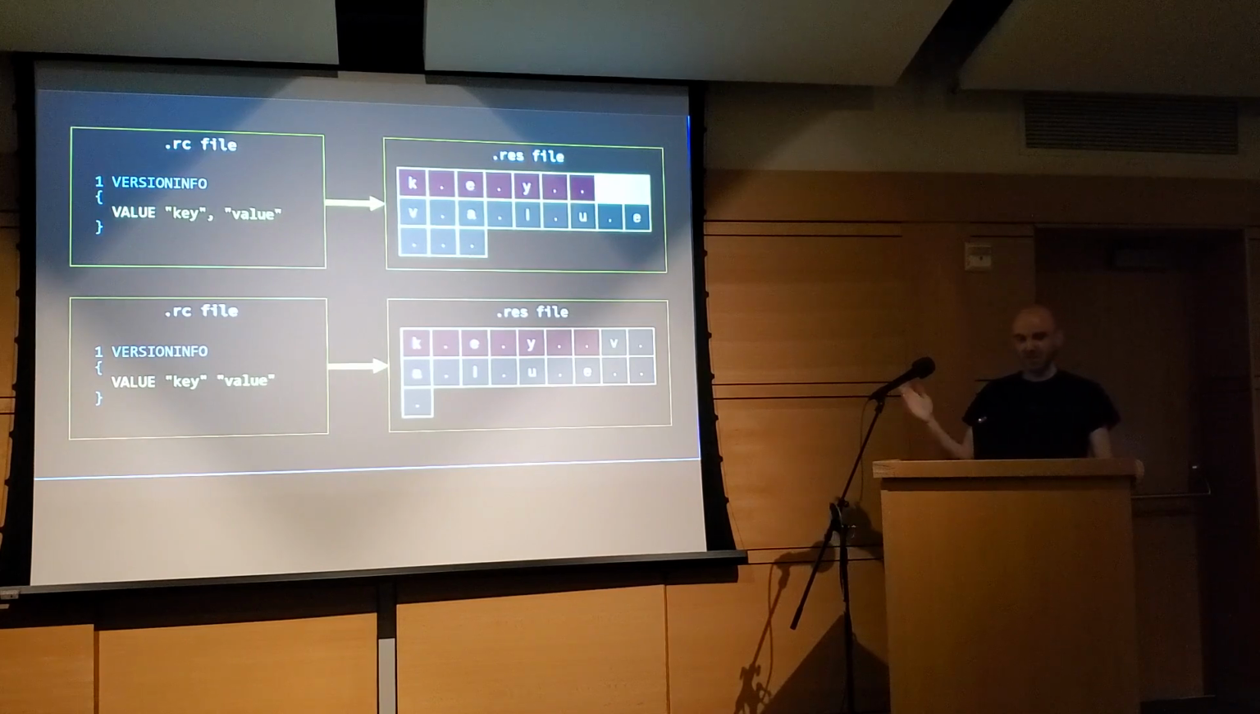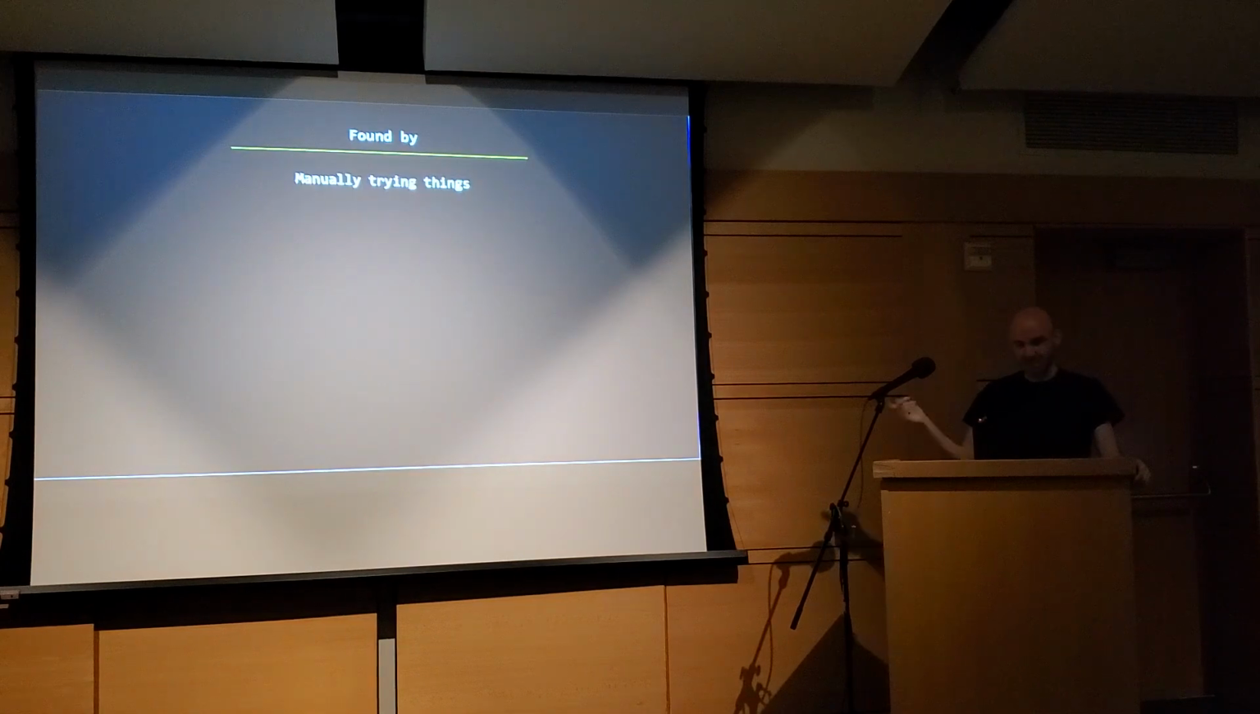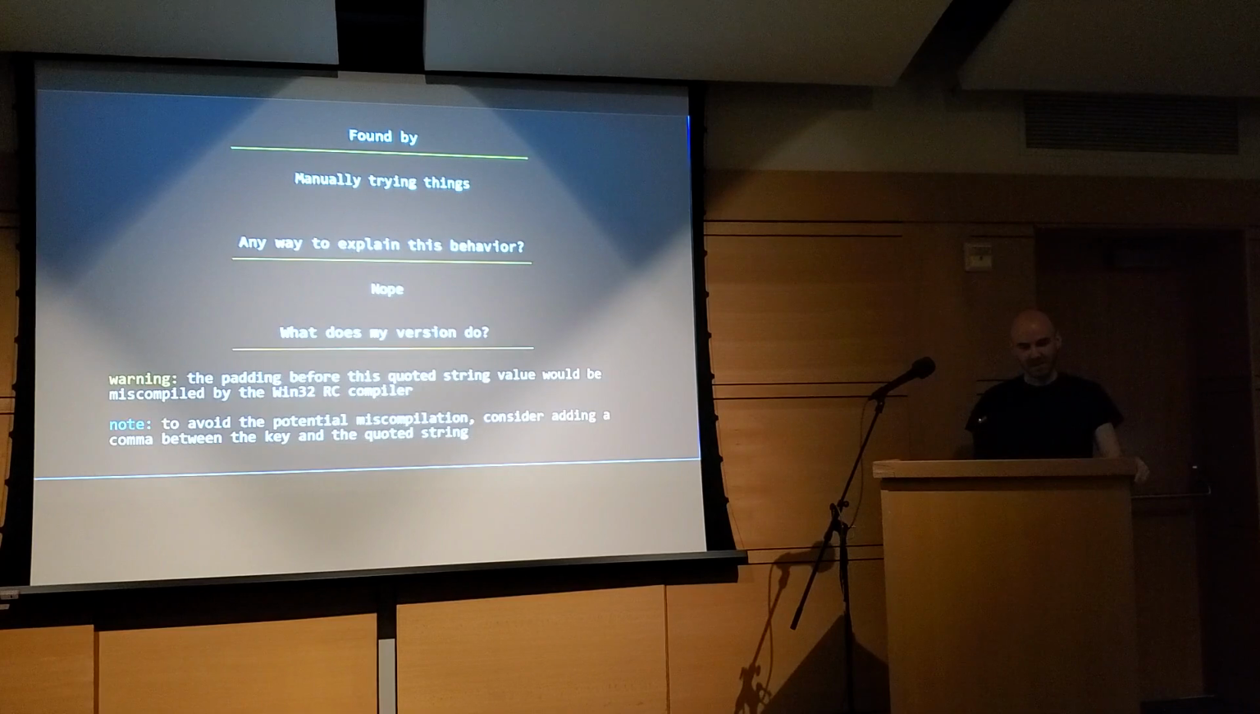And this is a problem, this is a miscompilation, because parsers will expect the padding bytes, so it'll start reading off weird offsets and it'll just get completely mangled. So this was also found by just manually trying things. Again, can't explain why this happens. Comma changing what gets compiled is super bizarre. And my version always writes the padding bytes and then warns about the Windows version behavior, says if you want this to behave the same, you should probably have a comma in there.